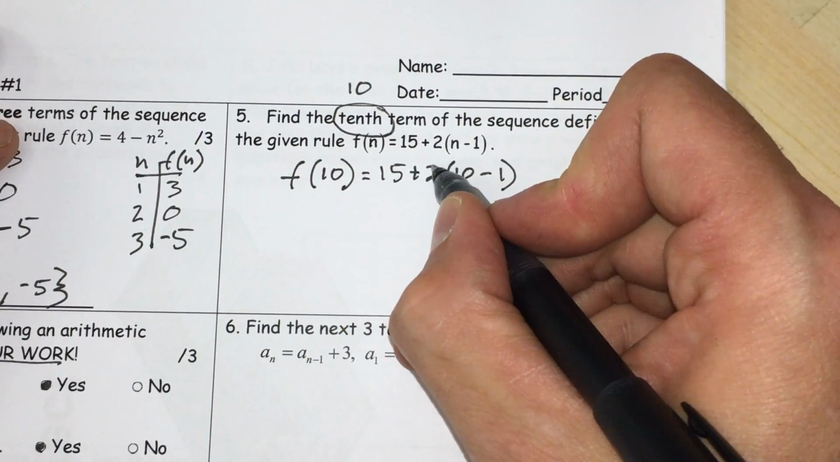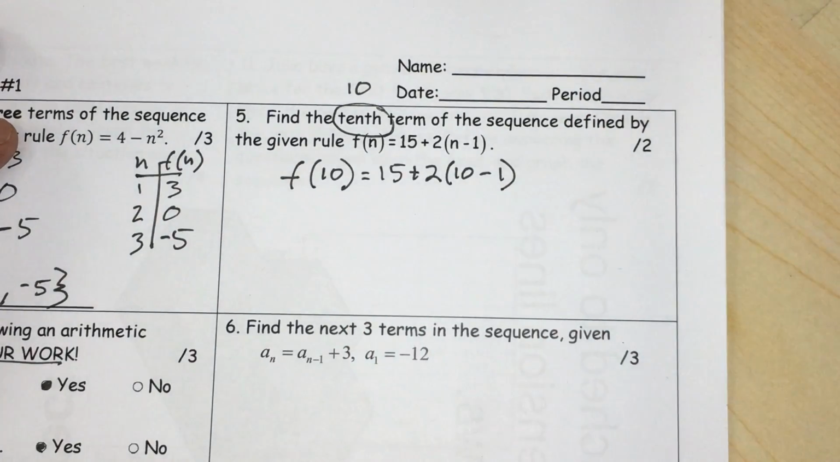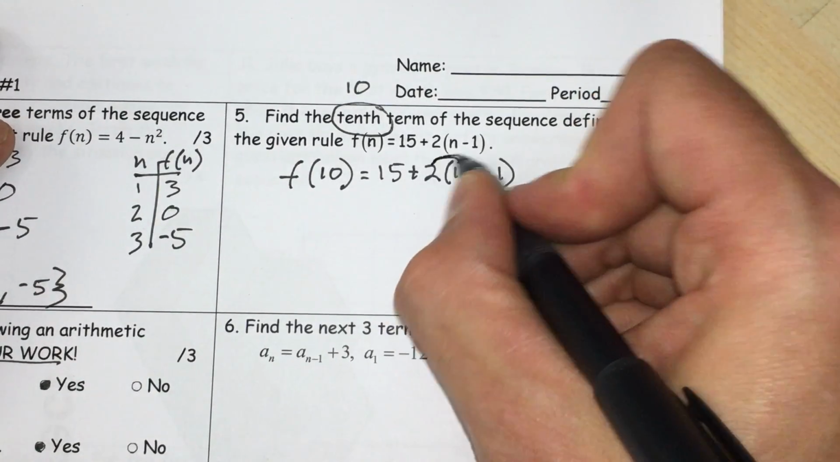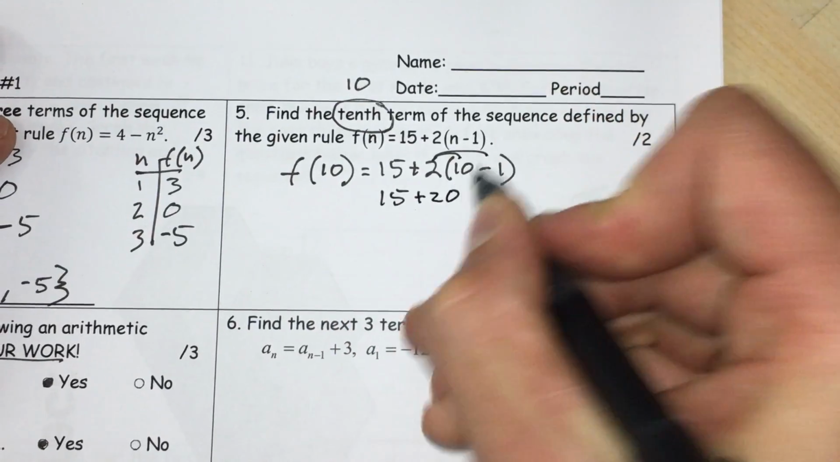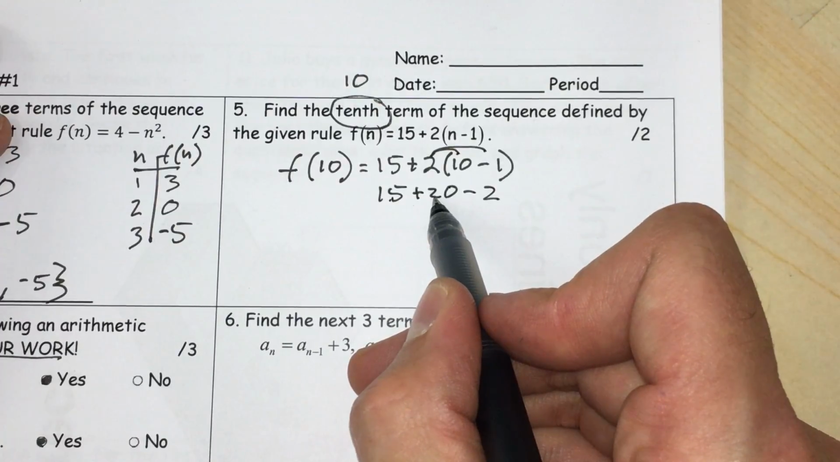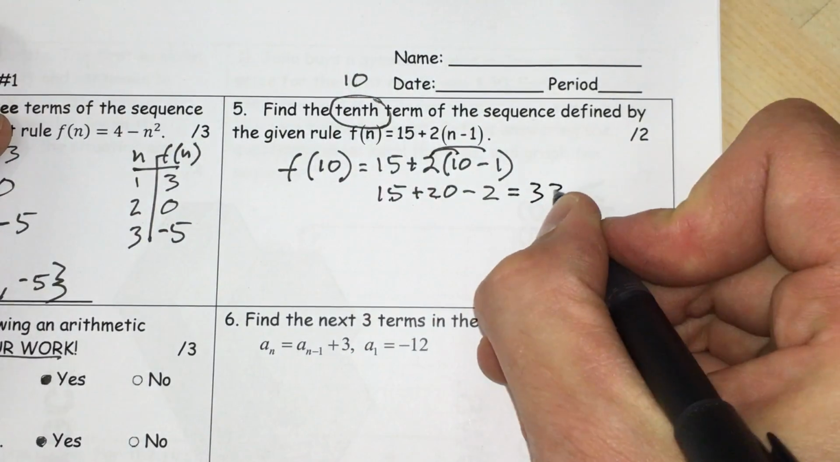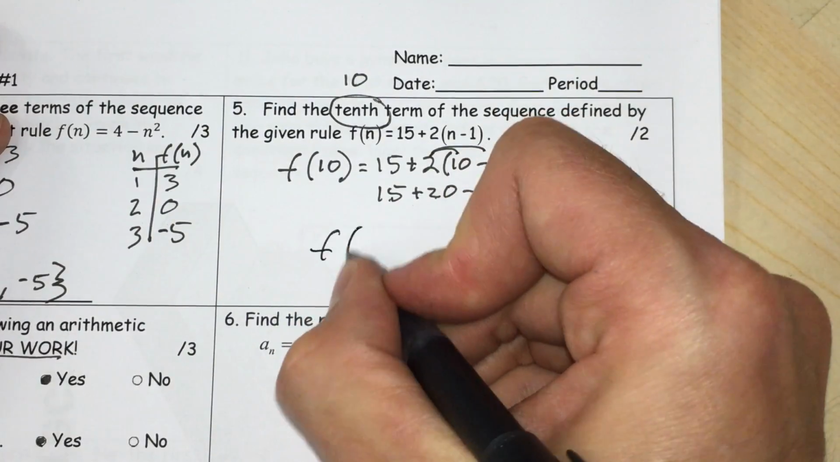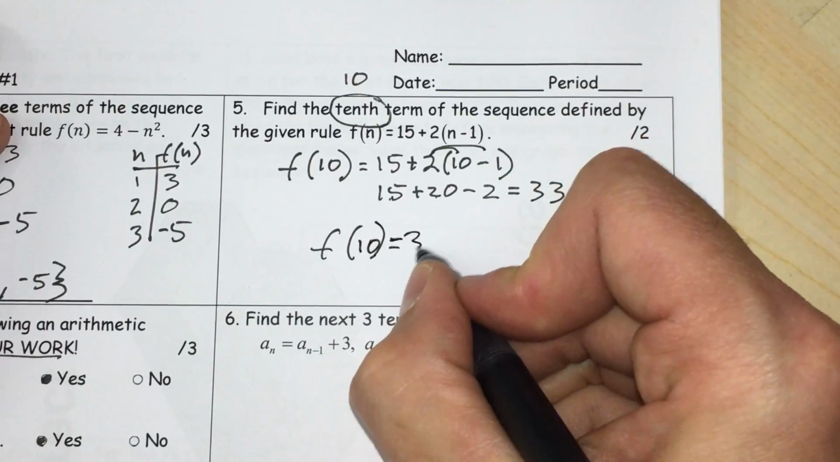So distribute or subtract first, it doesn't really matter. Since we've been distributing first, I'm going to do that. So it's going to be 15 plus 20 minus 2. And then 15 plus 20 is 35. 35 minus 2 is 33. And so f of 10 equals 33.